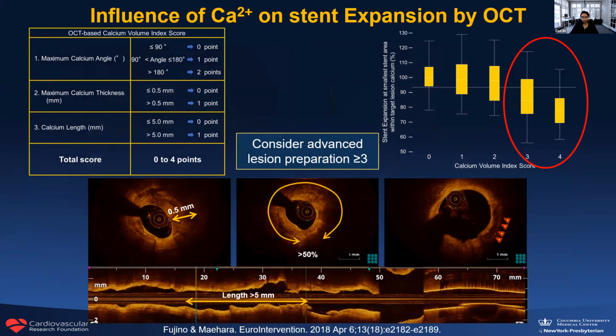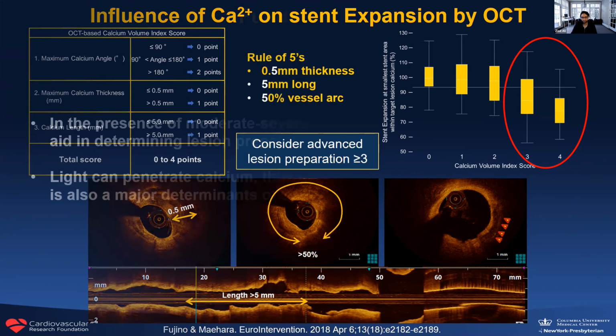Many of you are familiar with our rule of fives, the influence of calcium on stent expansion. That is, when you have calcium that's 0.5 millimeters in thickness, 5 millimeters long, and 50% of the vessel arc, these patients may end up with stent underexpansion. The more of these criteria you have, the harder it is to expand the stent. We consider advanced lesion preparation when patients have a calcium score of greater than 3.